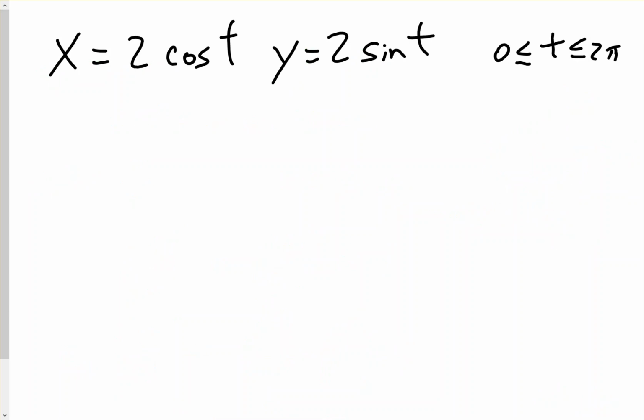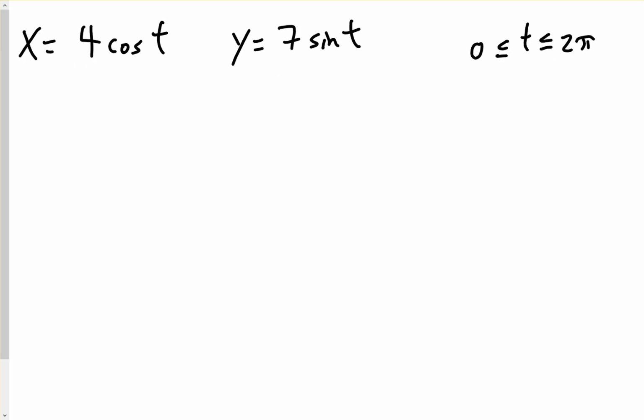Okay, this one you guys could work on on your own. This is similar to the other unit circle we did, where x equals cosine t and y equals sine t. Just notice the difference between that one and the one we just did. Let's take a look at this one. This one's a little different.